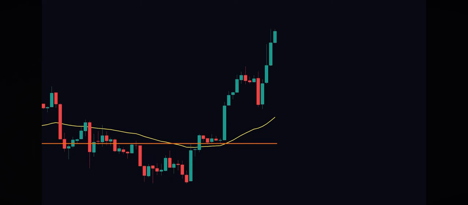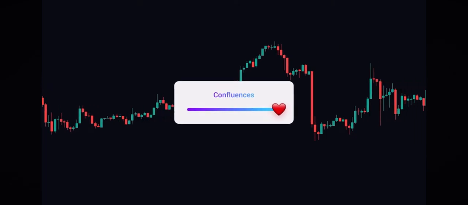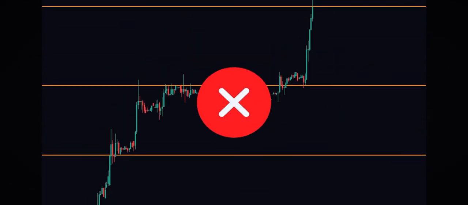So for example, we have a moving average and a support in the same exact area. This makes the support way stronger and we can predict price will respect it a lot more because of this confluence. The more confluences and reasons for price to respect the support or resistance, the better. You should never be using support and resistances by themselves.